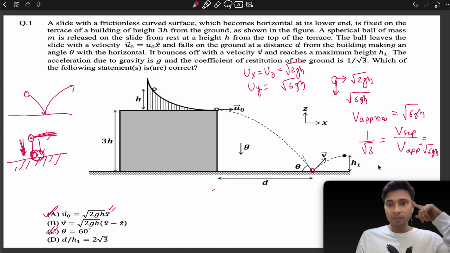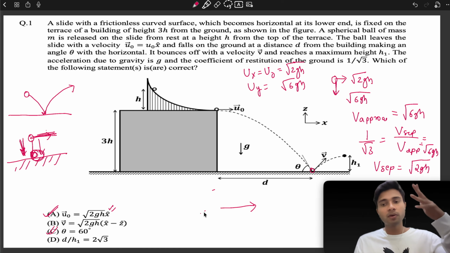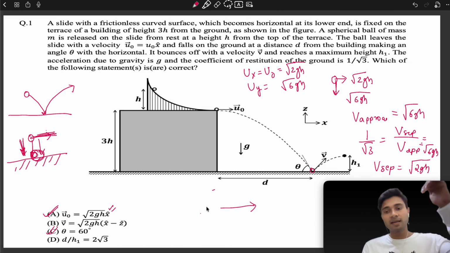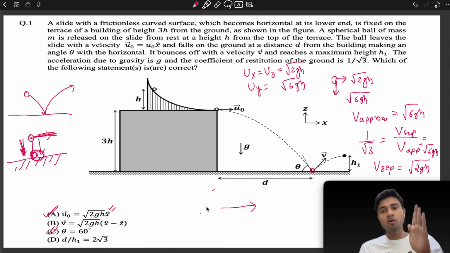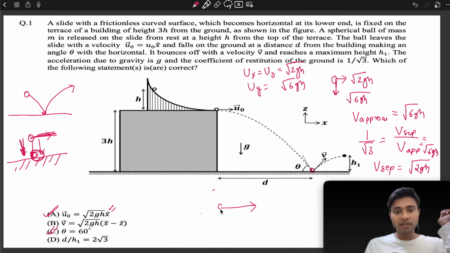So velocity of separation will be root 2gh. Okay, so now again, what is velocity of separation? The horizontal component will remain as it is, because the horizontal component is contributing neither towards approach nor towards separation. So again, velocity of separation is the vertical component.